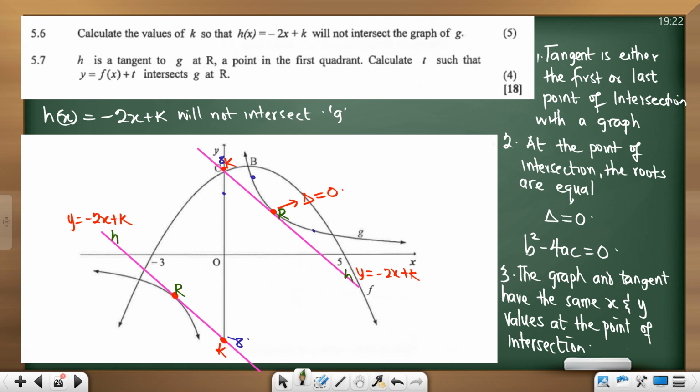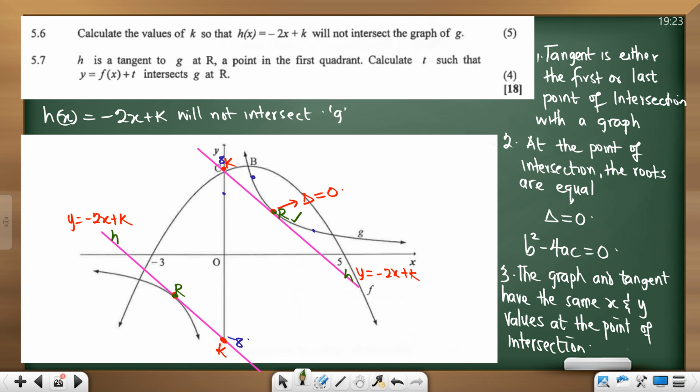That's my h, it's a tangent to g at R, a point in the first quadrant. Oh, so they are referring to this one. Calculate t such that y equals f(x) plus t. Look, it's the reading. That's the problem that I see here.